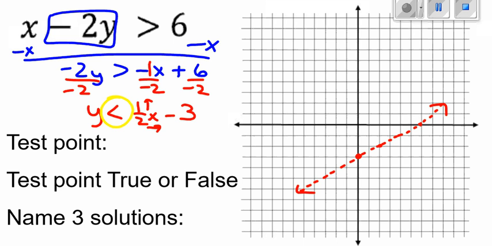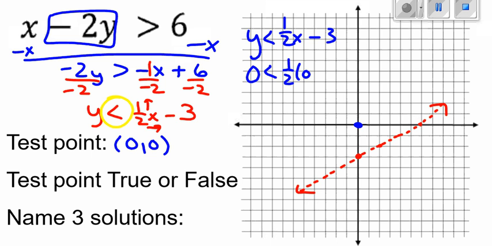I have to figure out where to shade. So 0, 0 is not on the line, so that's the point I'm going to check. My test point is 0, 0. So when I plug in 0, 0, let's write my equation over here. I'm kind of running out of room. y is less than 1/2 x minus 3. Plugging in 0 for y and 0 for x, that gives me 0 is less than negative 3.